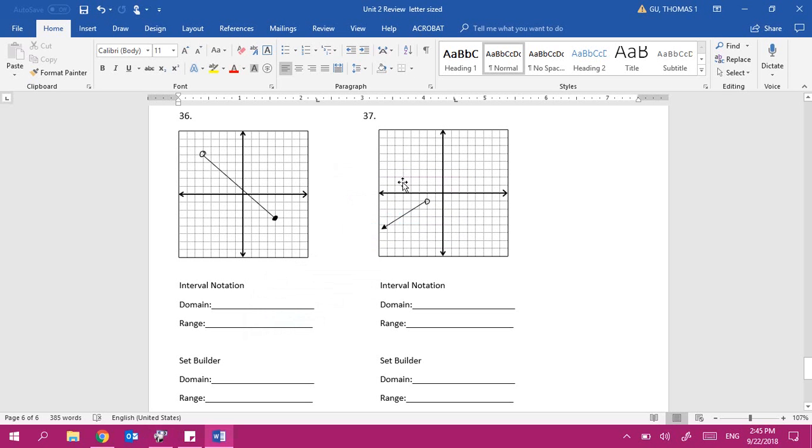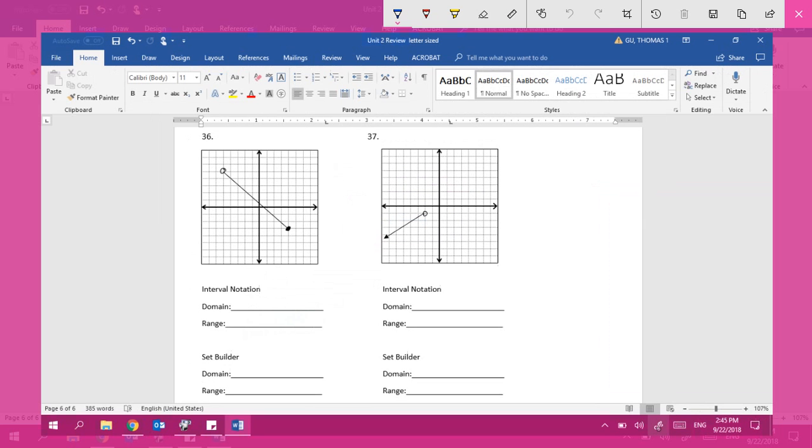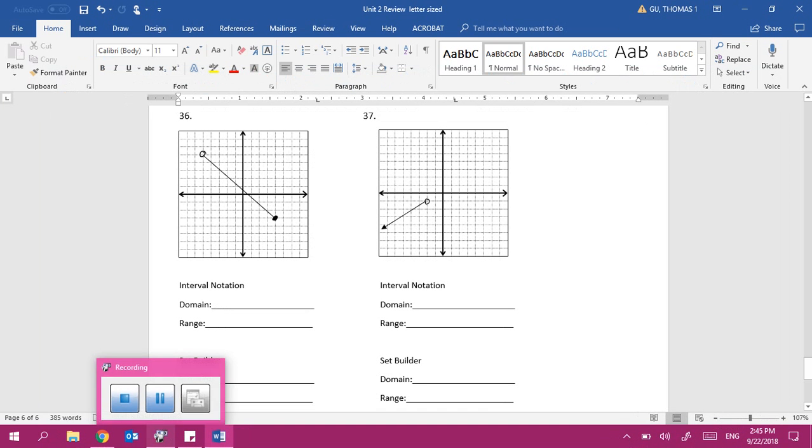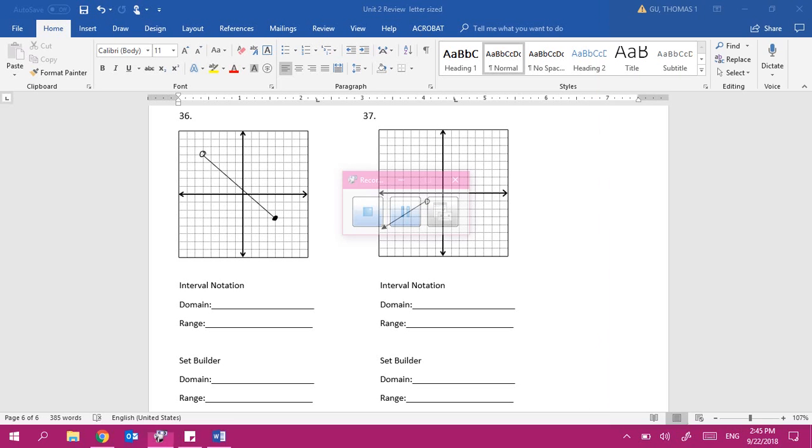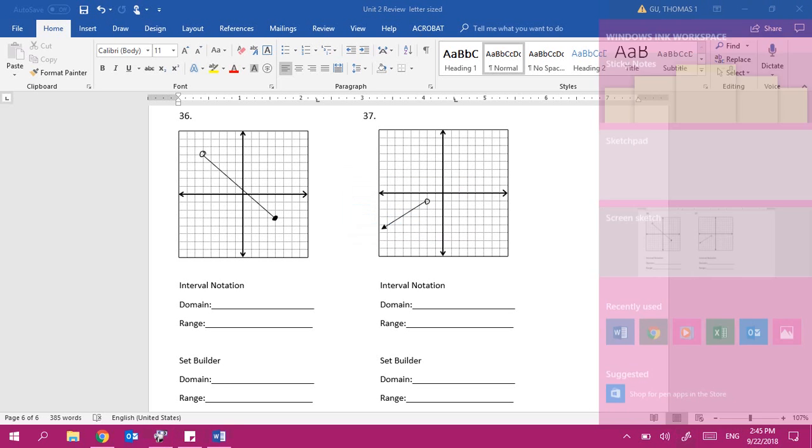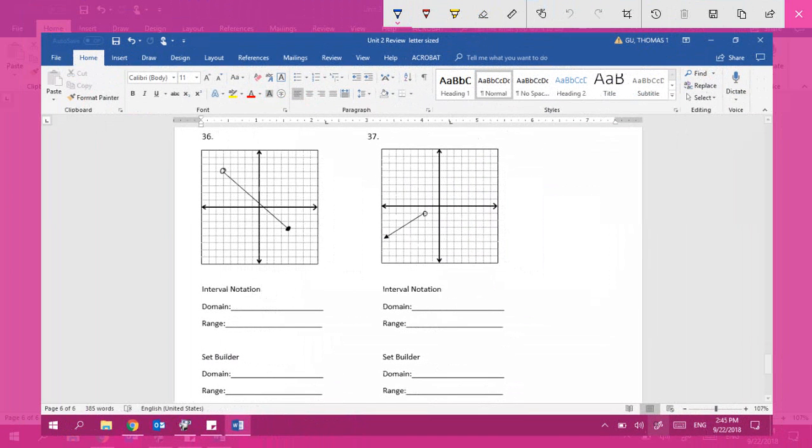All right, 36 and 37, they want you to find, in interval notation and set builder notation, the domain and range for these two graphs. So let's see here. For 36, remember I always like to write inequalities first because that just helps me write everything else out. So for domain, we're talking about x, right?